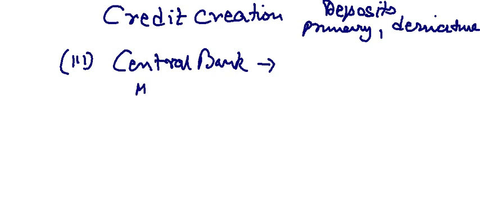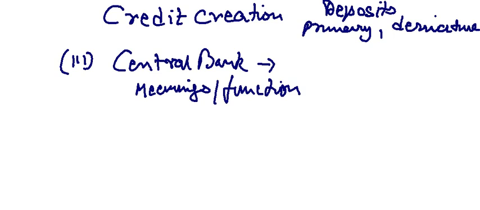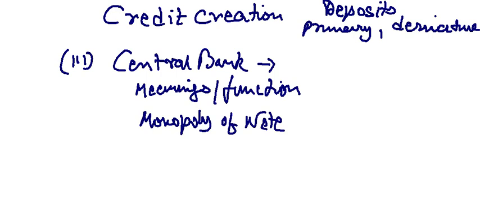Okay, I'm just mentioning, you have to know the meanings, you have to know the functions of a central bank of an economy. Then you have to know monopoly of note issue. What is monopoly of note issue? It is the only bank which has the permission or the right to issue notes. Then bankers bank, you have to study how a central bank is a bankers bank.